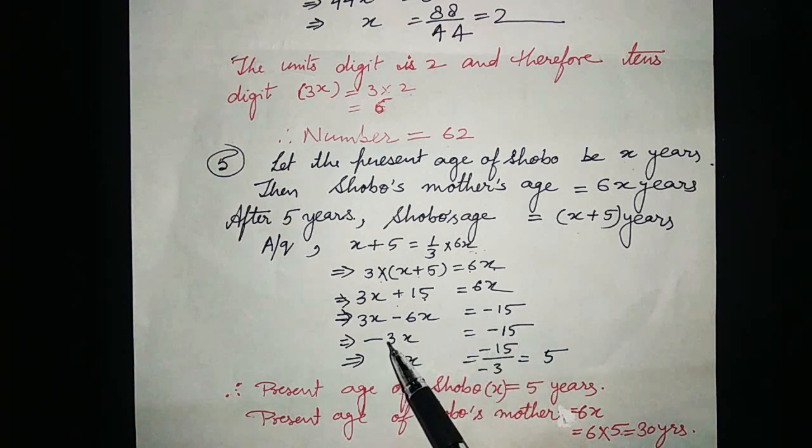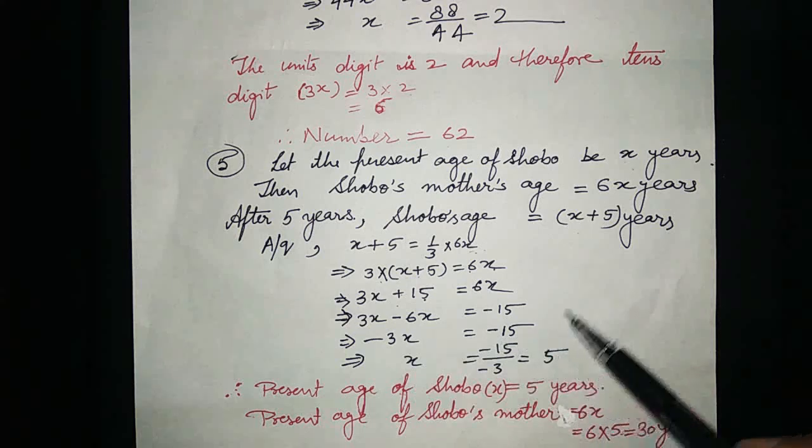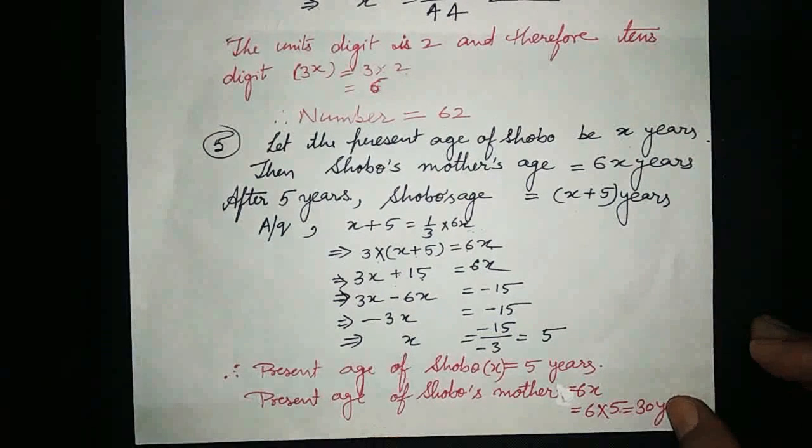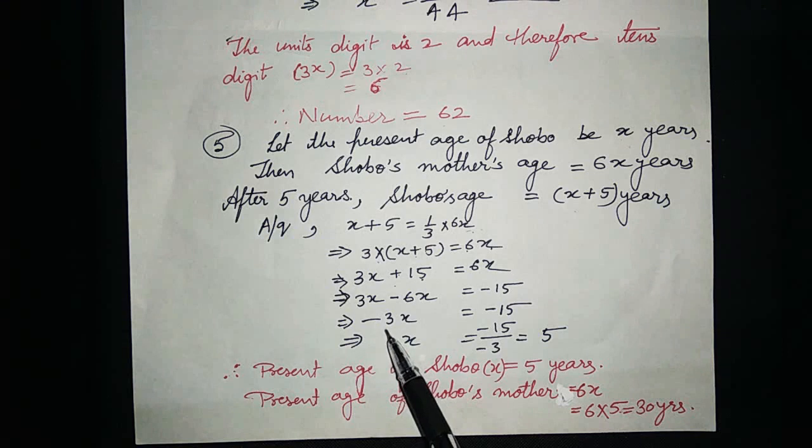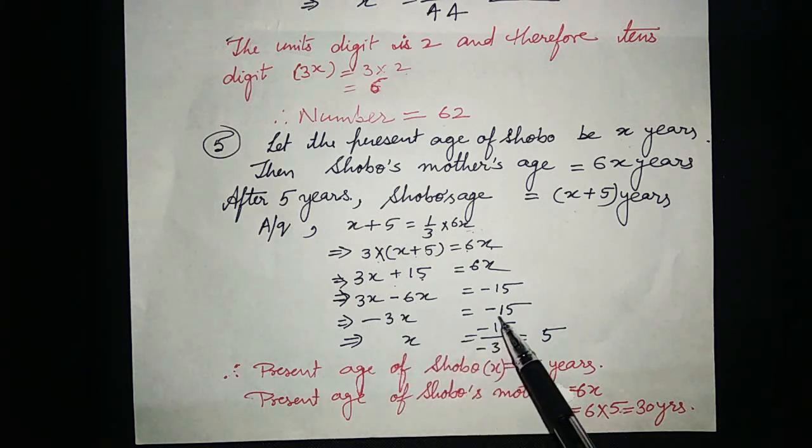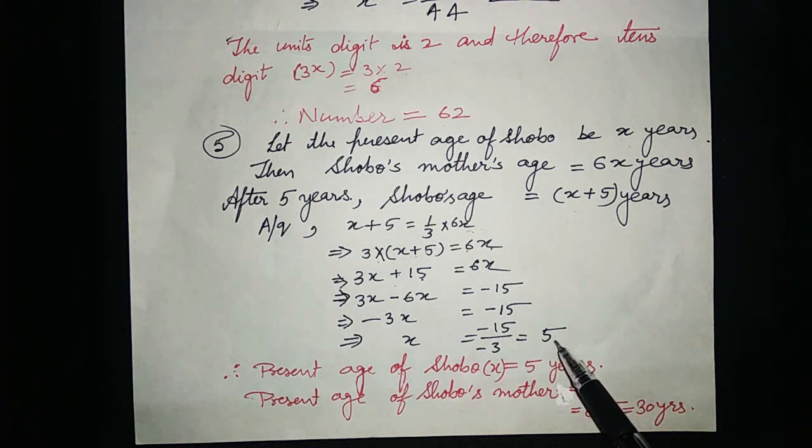In the next step, if we subtract 3x minus 6x, then we get minus 3x, and on the right hand side we will write minus 15. And now we can see minus 3 is in multiplication with this x. So we will transpose this minus 3 to the right hand side. So x is equal to minus 15 upon minus 3. And when we simplify it, 3 fives are 15, 5 will come.